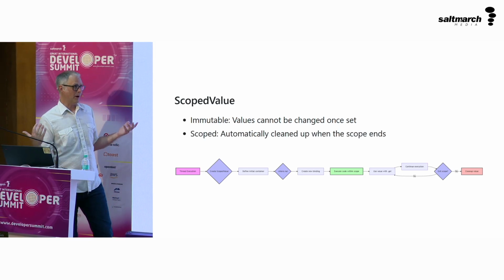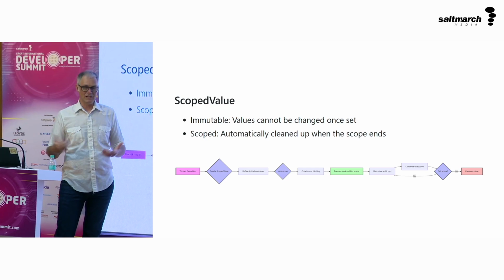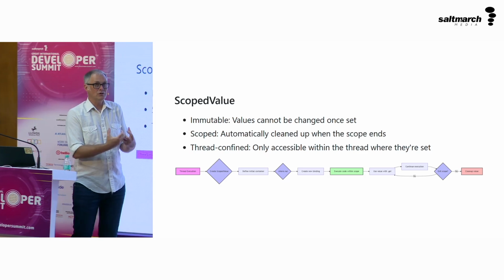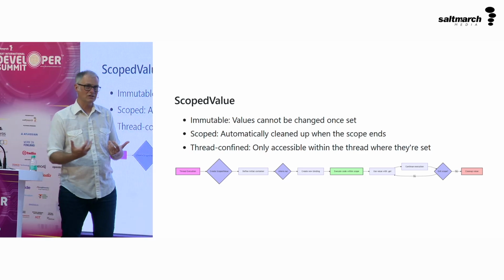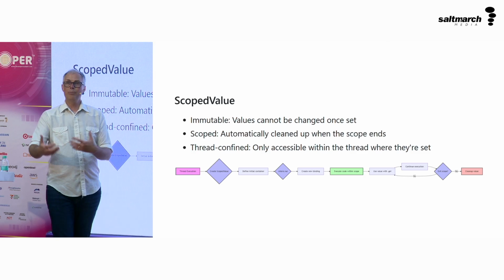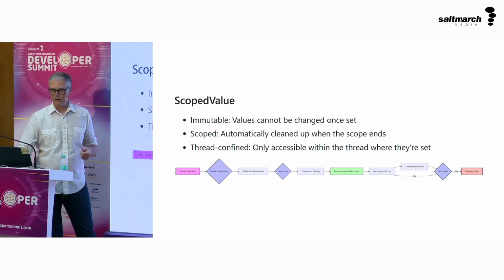It is cleaned up automatically for you. So when the scope goes away, the associated value ends as well. And it's confined to the scope that you're in. So when you define a scoped value and then execute something in that, that's the only place where you can actually access that scoped value. So like thread locals, but in the world of virtual threads.